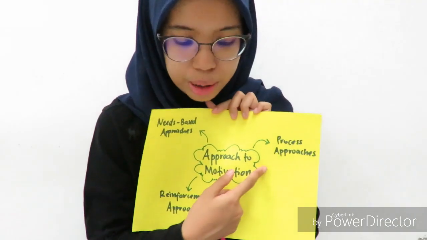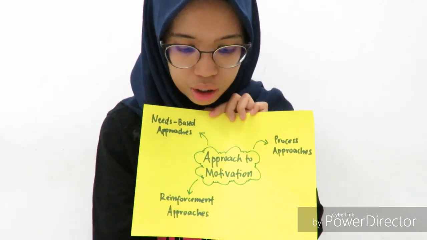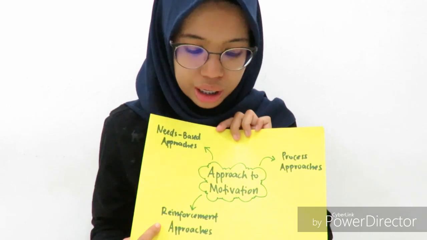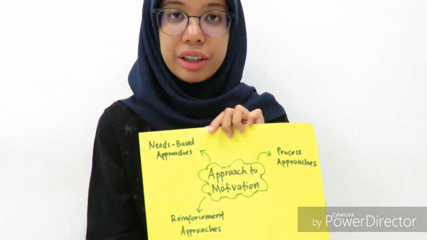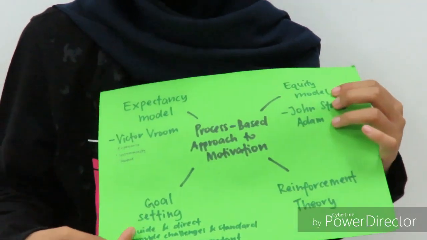Next, process approach. Process approach explains how thought cognitive process of individuals influence behavior. And the last one is reinforcement approach, which is focused on how learning and consequences mold behavior. Equity model, reinforcement theory, and also goal setting.